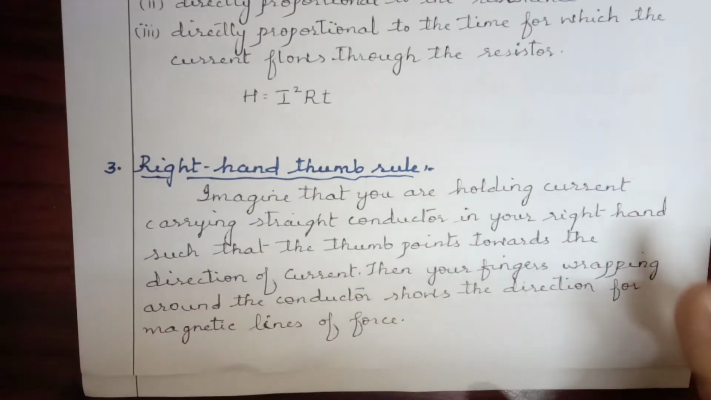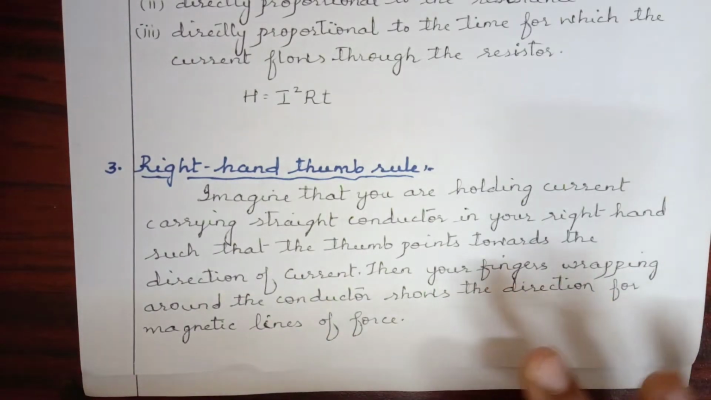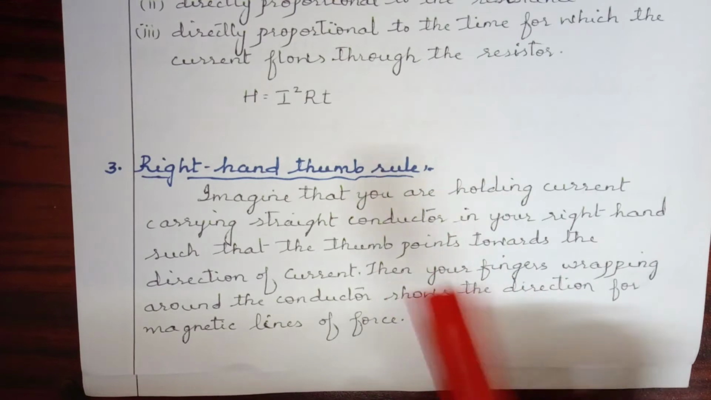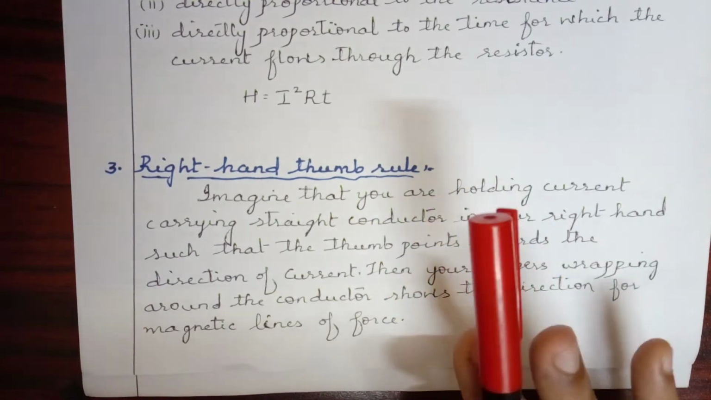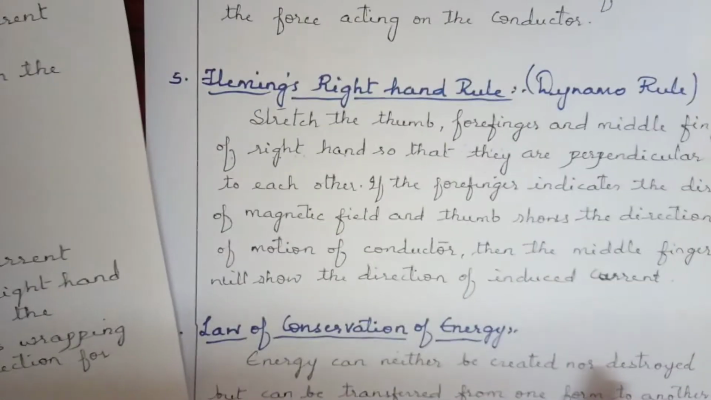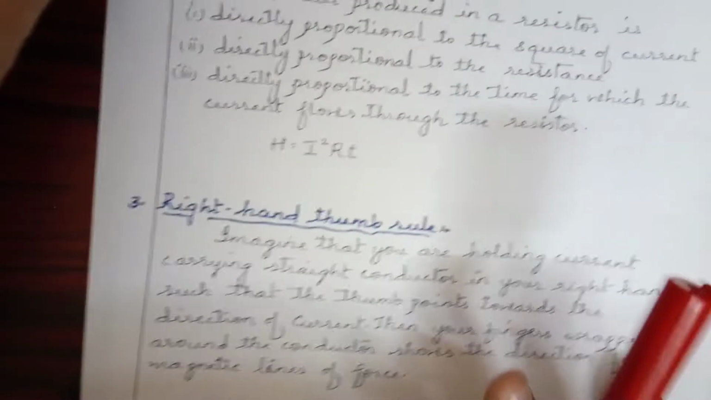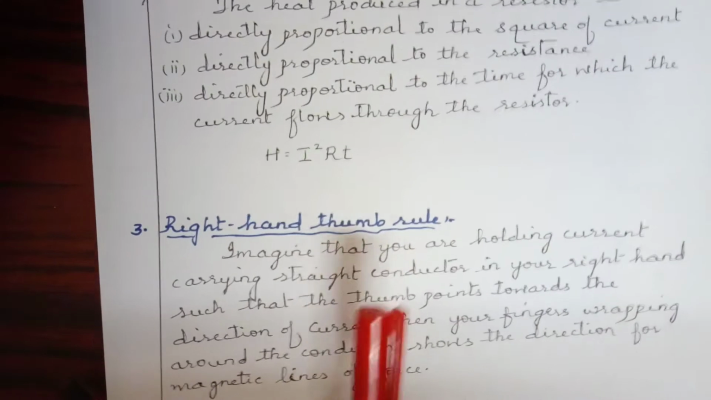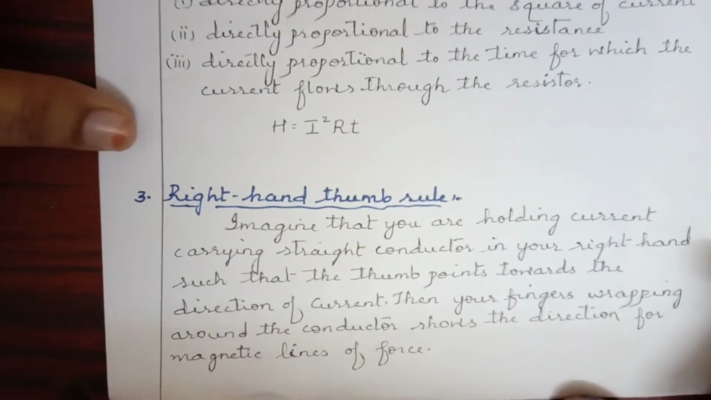Okay, the next is the right hand thumb rule from your next chapter, that is magnetic effects of electric current. Normally I need to point out that what the students do is misinterpret the right hand thumb rule with Fleming's right hand rule. Fleming's right hand rule is different, whereas the right hand thumb rule is a different concept. So please have a correct look at that.